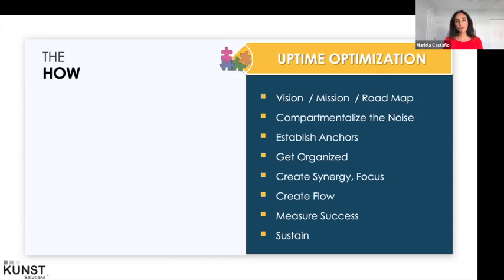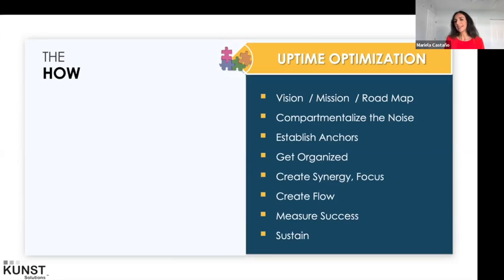Creating synergy and focus, so you have a tool to communicate to your team members what the objectives are and how you are going to link those objectives to the process improvements. Creating flow, so everyone knows that every time that machine stops, we are not meeting our targets.